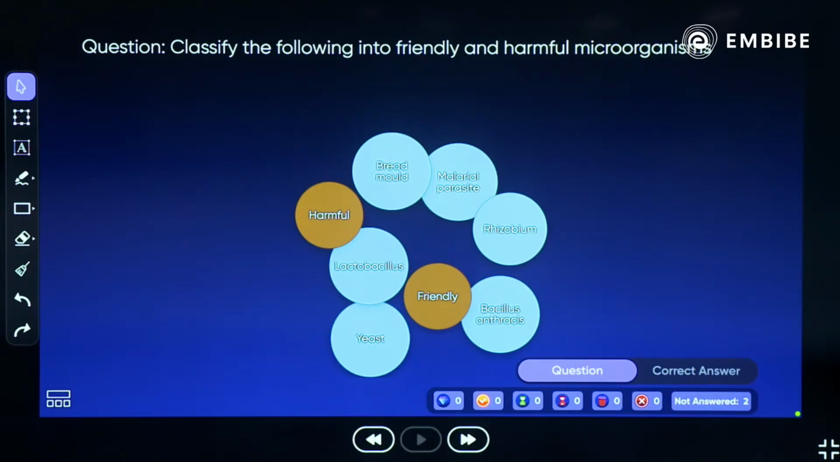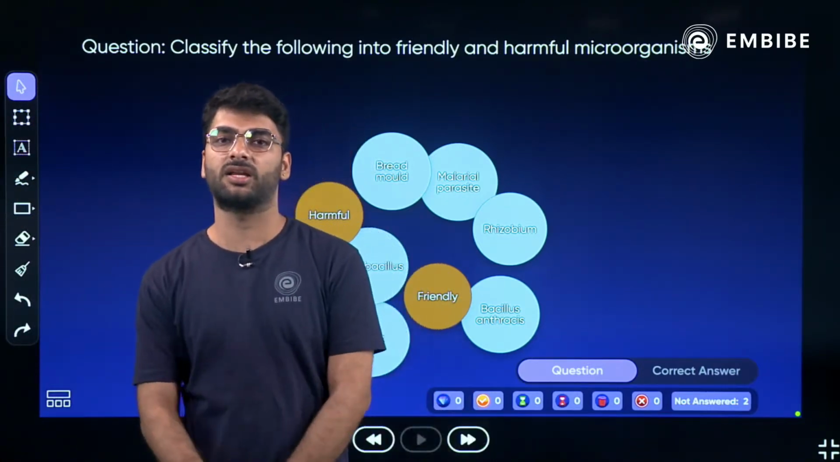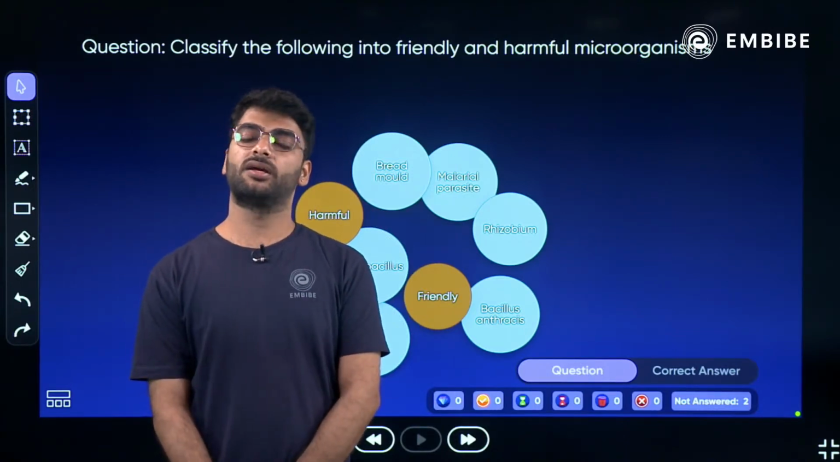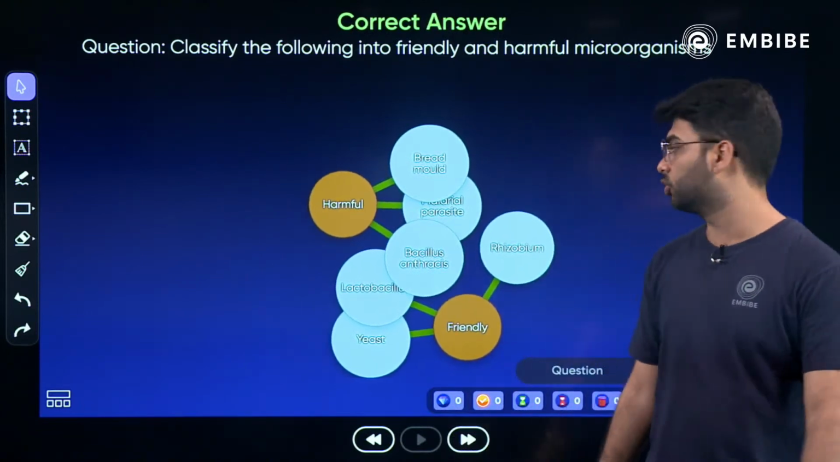Come on, quick, very quick. Okay, very good, Dhruv. Rhizobium, lactobacillus, and yeast are friendly. Absolutely right. This is absolutely correct what Dhruv has told.